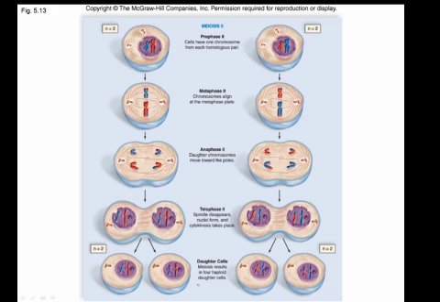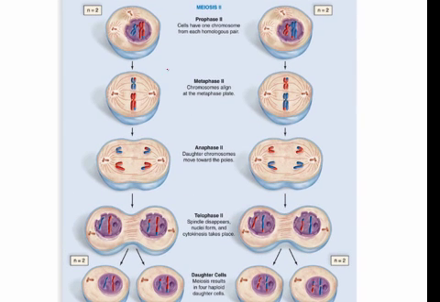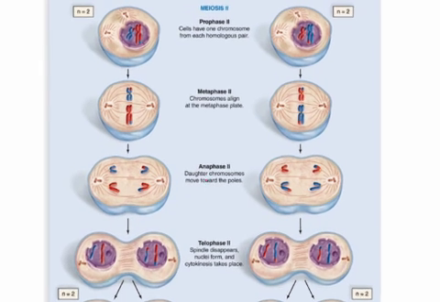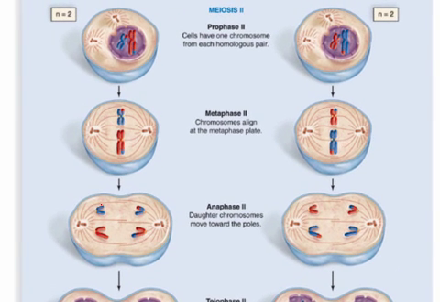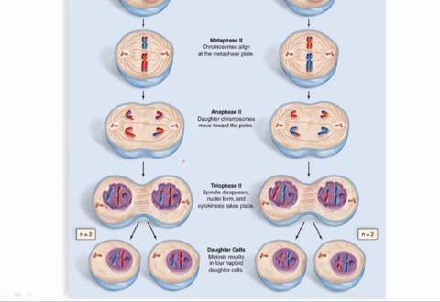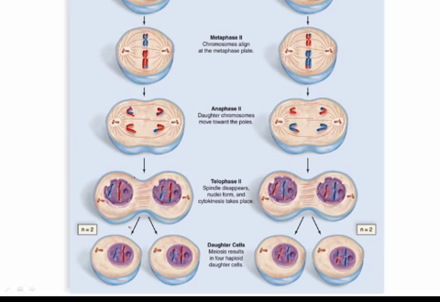So each of those cells that resulted from meiosis 1 goes through the same steps, prophase 2, metaphase 2, anaphase 2. Now you see in anaphase 2, those sister chromatids are separated. And then we complete telophase, and then at the bottom we have a total of 4 daughter cells, and each of these is haploid with 1 single short chromosome, 1 single long chromosome.